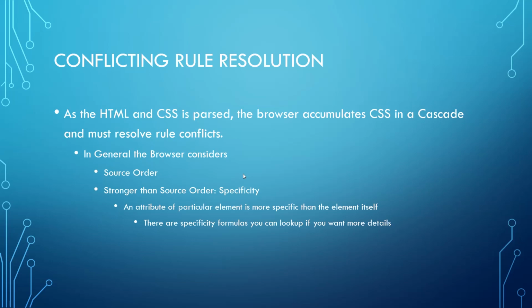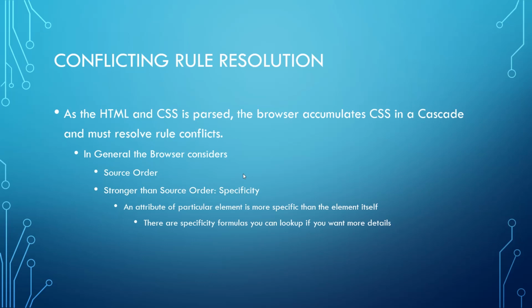Stronger than source order, though, is specificity. So an attribute of a particular element is more specific than the element itself. For example, if you have a paragraph rule, but another rule also calls out a class, so a paragraph with this class. If that is in conflict with just simply a paragraph selector, the paragraph plus the class selector would win, even if the class selector comes first in source order.